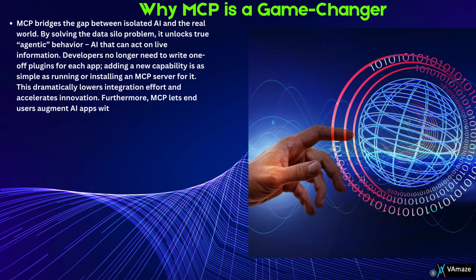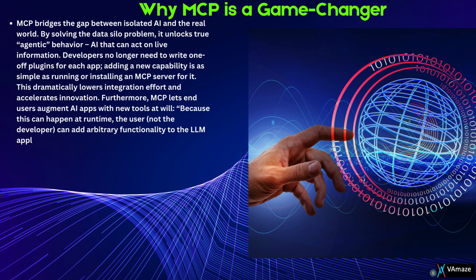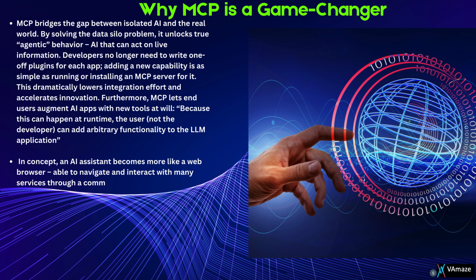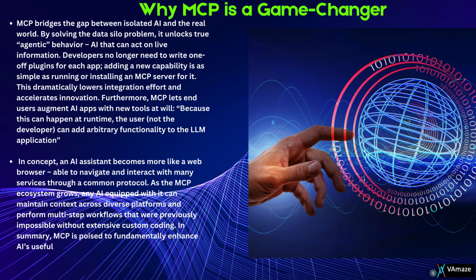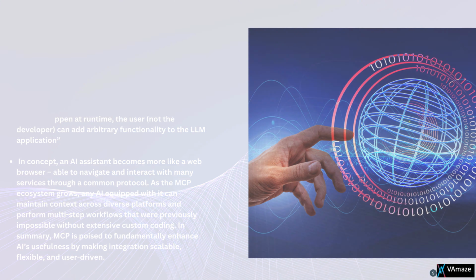Furthermore, MCP lets end users augment AI apps with new tools at will. Because this can happen at runtime, the user, not the developer, can add arbitrary functionality to the LLM application. In concept, an AI assistant becomes more like a web browser, able to navigate and interact with many services through a common protocol. As the MCP ecosystem grows, any AI equipped with it can maintain context across diverse platforms and perform multi-step workflows that were previously impossible without extensive custom coding. In summary, MCP is poised to fundamentally enhance AI's usefulness by making integration scalable, flexible, and user-driven.